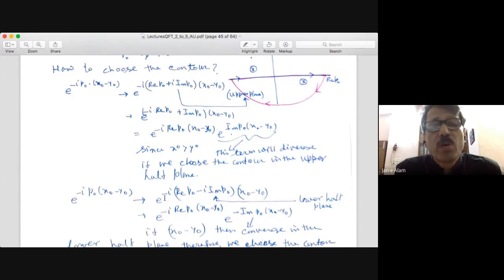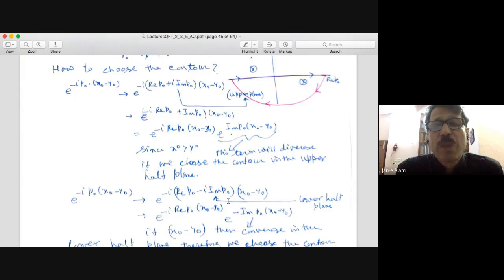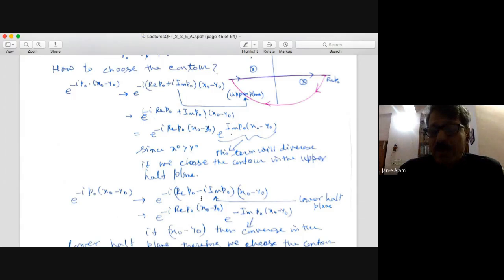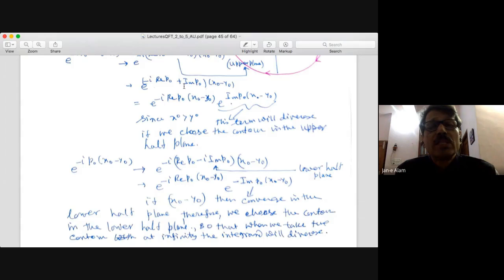This same quantity, when I take it in the lower half plane, is real P0 minus i imaginary P0 times x naught minus y naught. This negative sign is coming because my complex variable z is x minus iy. I am in the lower half plane. If I am in the lower half plane, then this part is coming as this. Now you have an i, so this is oscillatory. This will not diverge, but in the upper half plane it was diverging for x naught greater than y naught, but in the lower half plane, I am getting it.